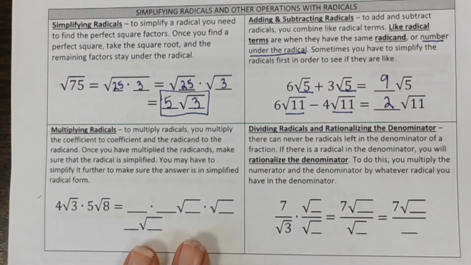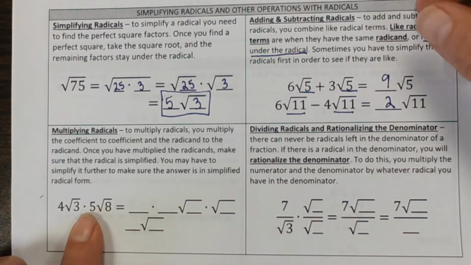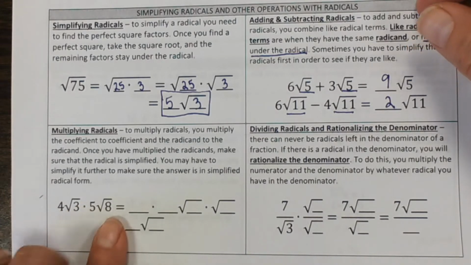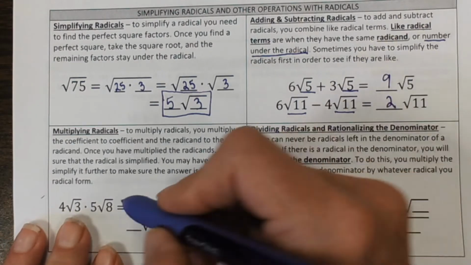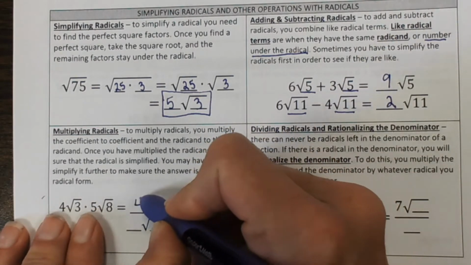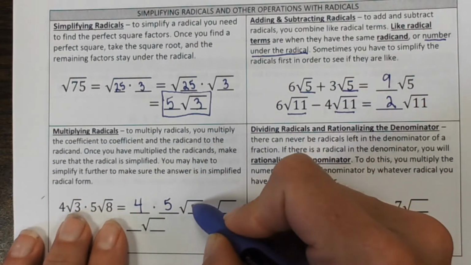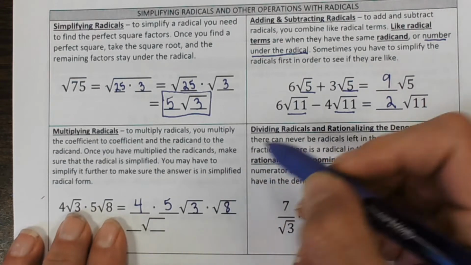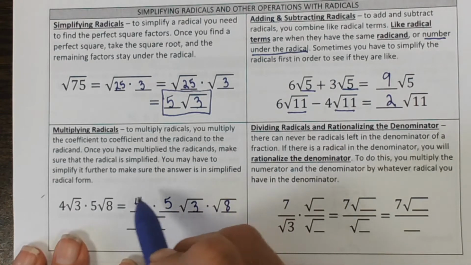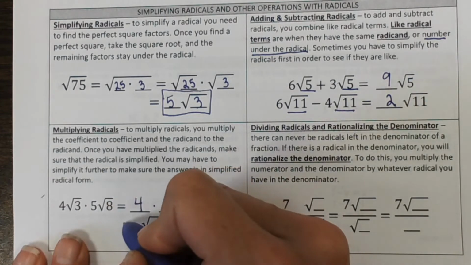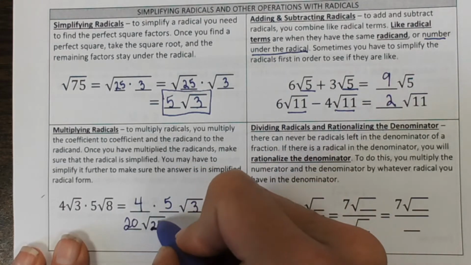So when we're multiplying radicals, you multiply the coefficients on the outside by each other, and you multiply the radicands underneath the radical by each other. So I would have 4 times 5, and then the numbers under the radical would stay under the radical, 3 times 8, root 3 times root 8. So I multiply coefficient times coefficient. 4 times 5 is 20, and root 3 times root 8 would stay root 24.